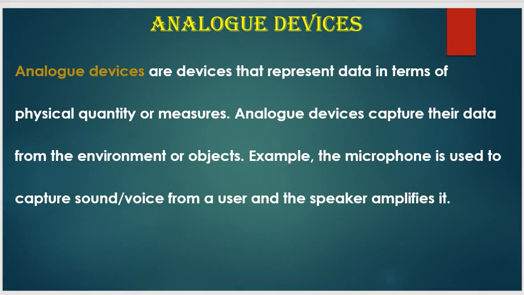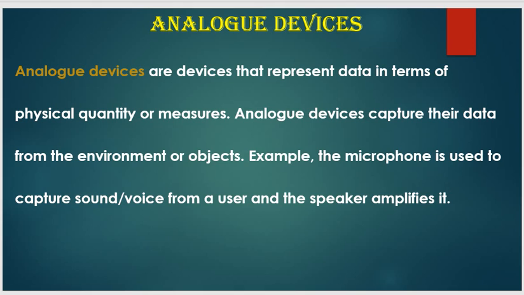The microphone captures the sound or the voice that comes from the user or the human being, and it goes through the speaker, which is then heard by the user. Okay, so the microphone is also an example of an analog device.